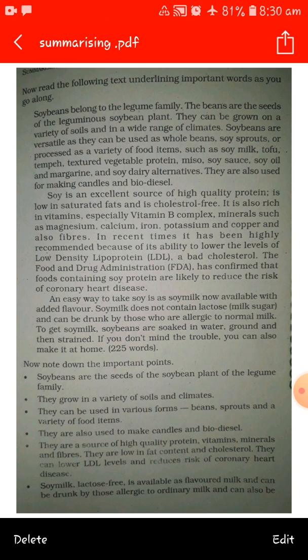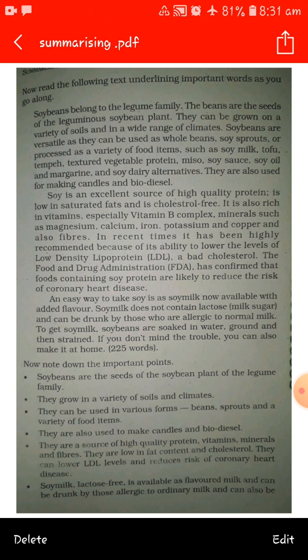Now read the following text, underlining important words as you go along. Soybeans belong to the legume family. The beans are the seeds of the leguminous soybean plant. They can be grown on a variety of soils and in a wide range of climates.